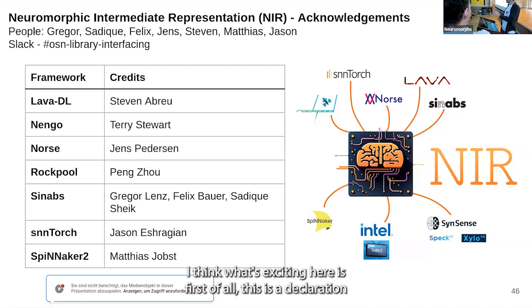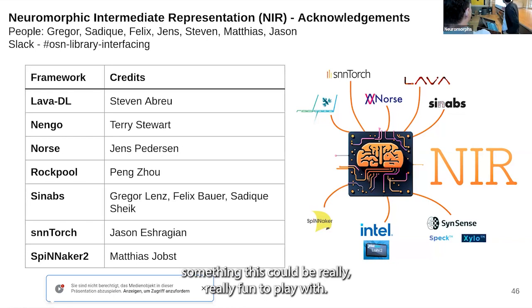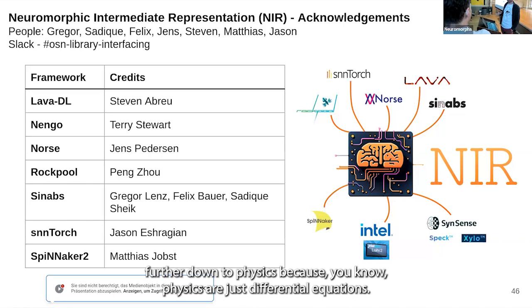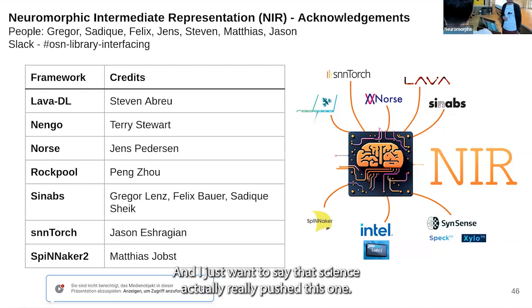I think what's exciting here is, first of all, this is declarative, right? We're literally just working with physical primitives. So for domains such as Kuramoto optimization or even Ising models, or something else, this can be really fun to play with. And we want to push this further down to physics, because physics is just differential equations. So that will be fun to continue in the future. I just want to say that Jens actually really pushed this one.